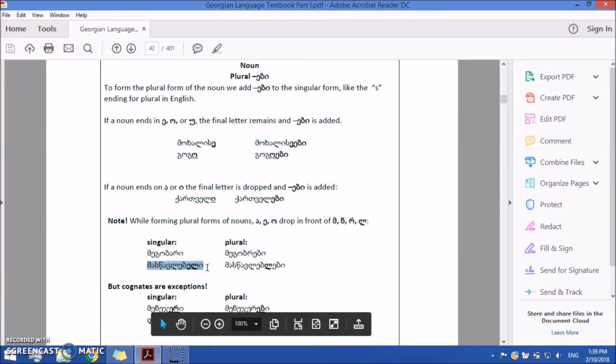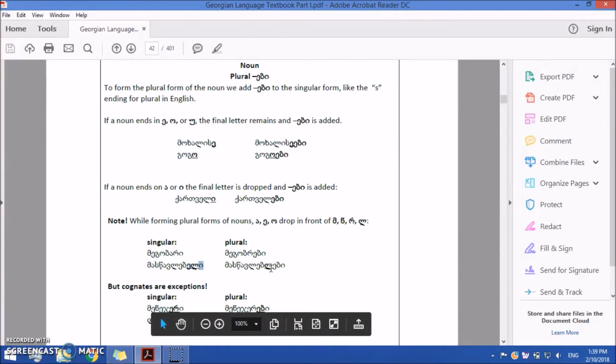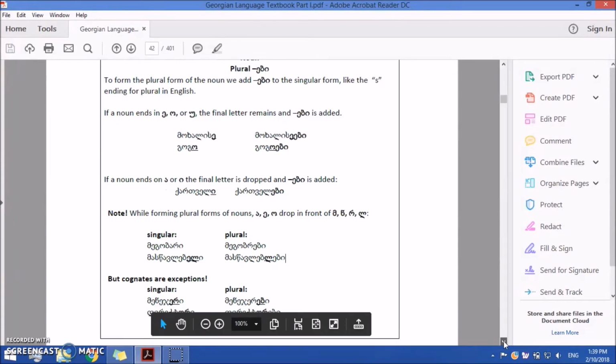So a second example would be masdzebeli, which means teacher. And again, we have an a vowel here, one of those three up here, followed by an l, which is one of the mineral letters. So from masdzebeli, it becomes masdzeblebi. Okay, so that a dropped, and then we added the ebi ending here. So that's that third rule.